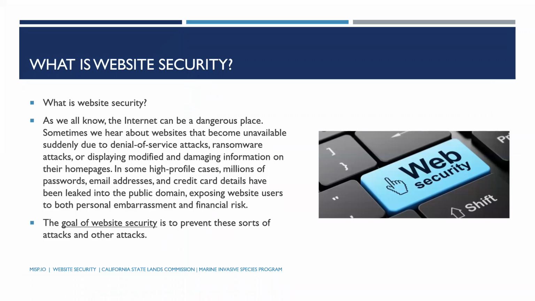So what is website security? As we all know, the internet can be a dangerous place. Sometimes we hear about websites that become unavailable suddenly due to denial of service attacks, ransomware attacks, or displaying modified and damaging information on their web pages. In some high-profile cases, millions of passwords, email addresses, and credit card details have been leaked into the public domain, exposing website users to both personal embarrassment and financial risk. The goal of website security is to prevent these sorts of attacks and other attacks.